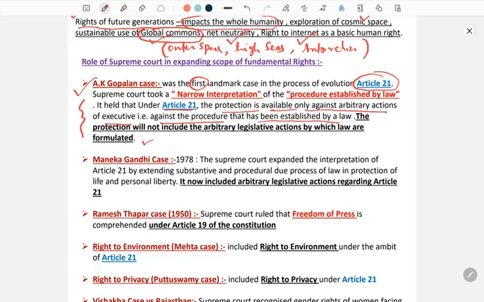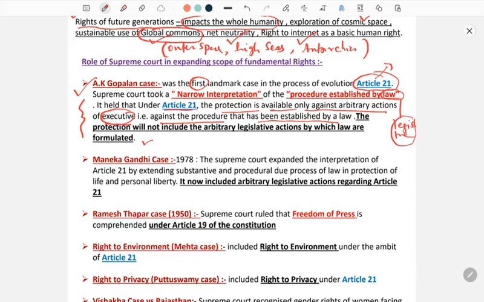I'll explain here a bit. What does Article 21 say? Article 21 says the state cannot infringe your right to life unless it is done under a law or under a procedure established by law. Now, who will make the law? Usually it is the legislature. Now, in A.K. Gopalan case, the Supreme Court said that this protection of right to life is only available against the executive, not against the legislature.